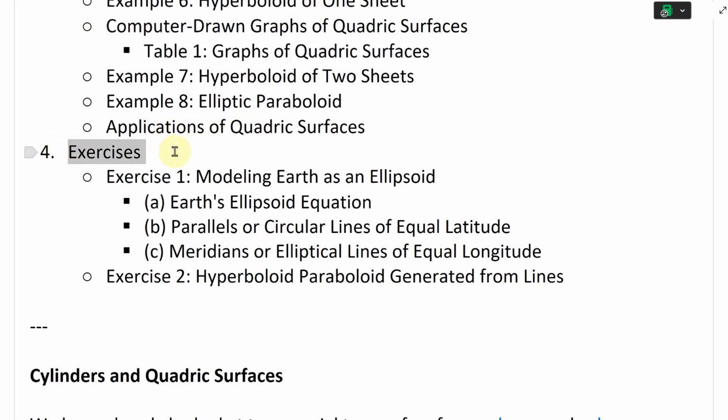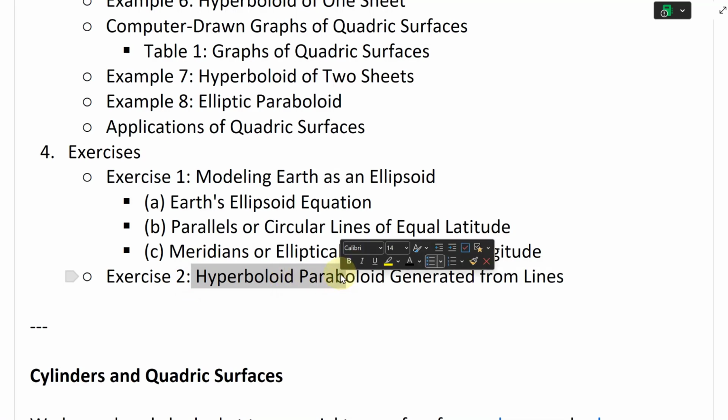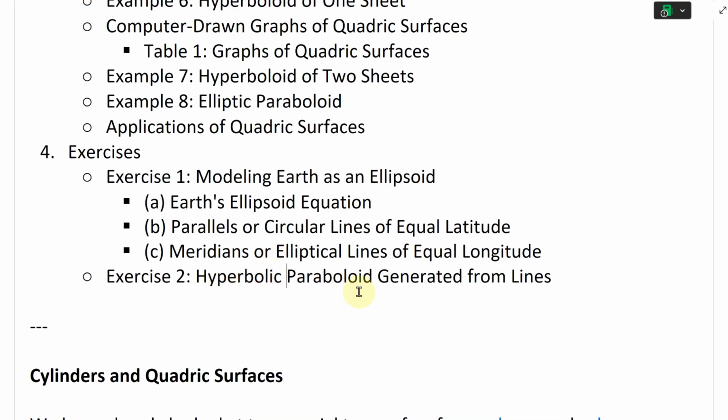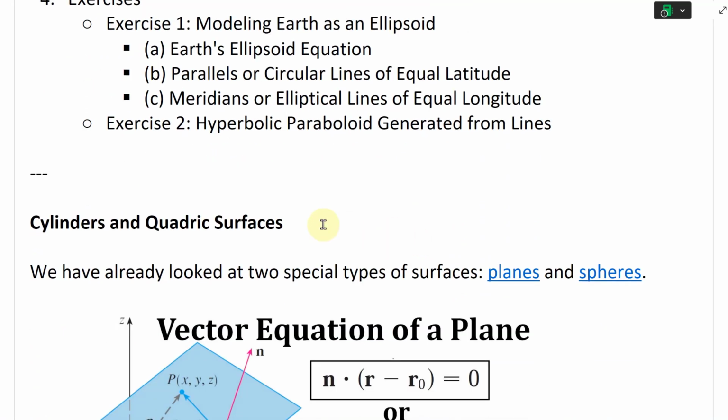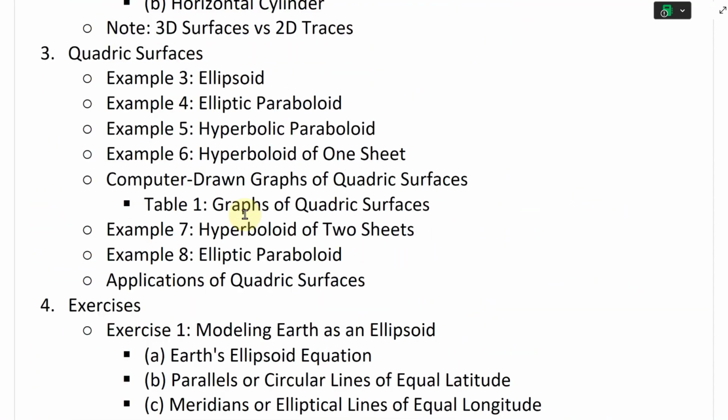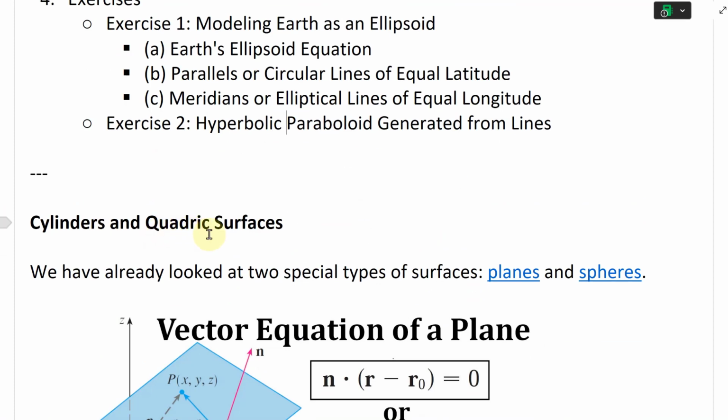And then the last part, exercises. We'll go over exercise 1, modeling Earth as an ellipsoid, and look at Earth's ellipsoid equation, and then parallels, or circular lines of equal latitude. And then the last part is the meridians, or elliptical lines of equal longitude. And then look at the last exercise 2, hyperboloid, hyperbolic, I think this should be. Yeah, it should be a hyperbolic paraboloid generated from lines. So that's pretty epic stuff there. So now let's finally jump right into the first topic, and that's cylinders and quadric surfaces.